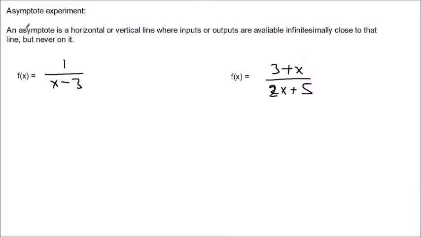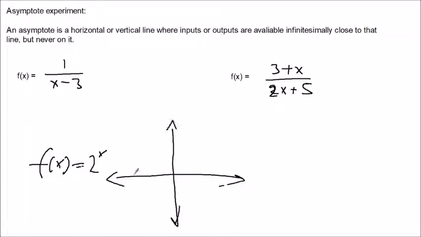This is an asymptote experiment. What is an asymptote? Asymptotes are horizontal or vertical lines where inputs and outputs are available, in the domain or in the range, infinitesimally close to the line, but they never actually reach the line. So for example, let's say f of x is equal to 2 to the x power. You have this function right here.